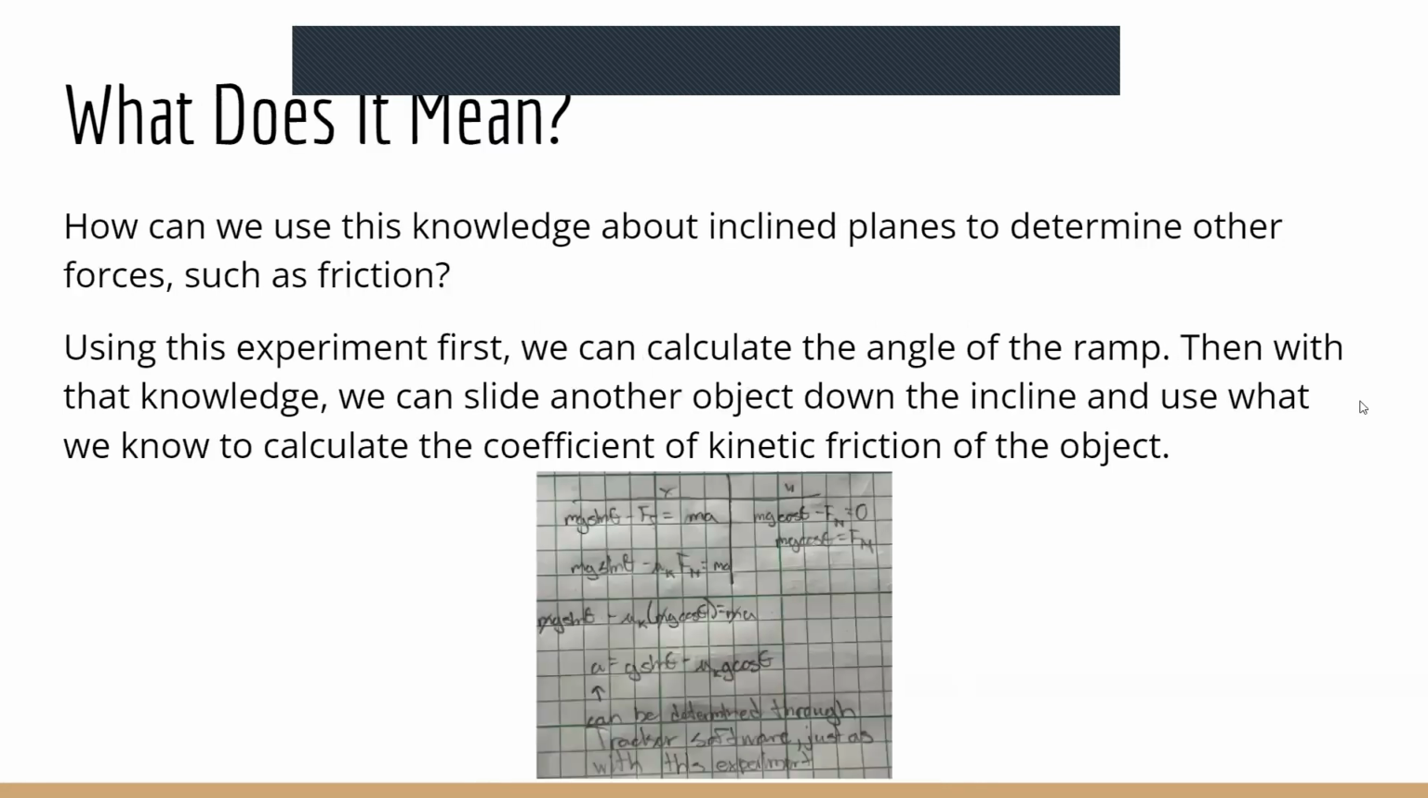So what does it mean? How can we use this knowledge about inclined planes to determine other forces, such as friction? Using this experiment first, we can calculate the angle of the ramp. Then, with that knowledge, we can calculate another object sliding down the incline and use what we know to calculate the coefficient of kinetic friction of that object. And that math is shown here.